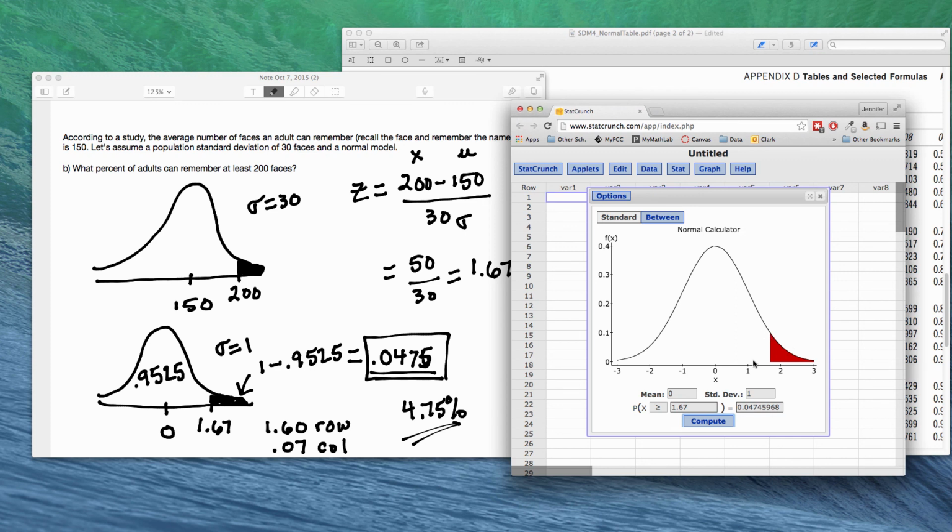So the summary of this is what percent of adults can remember at least 200 faces? About 5% or 4.75% with a little bit of rounding here. Don't try to do anything fancy like round up to 201 faces because we need at least 200. Just use 200 in your z-score. Use the number from the problem.